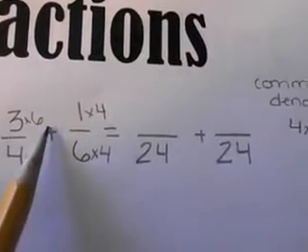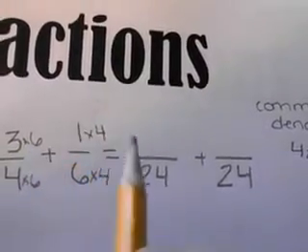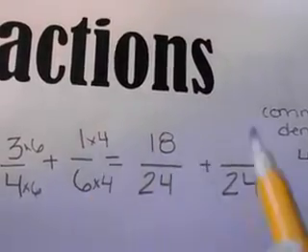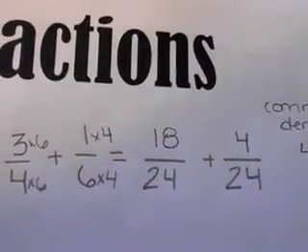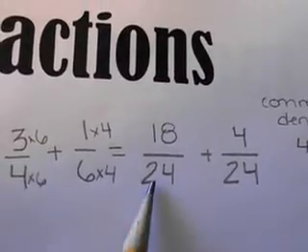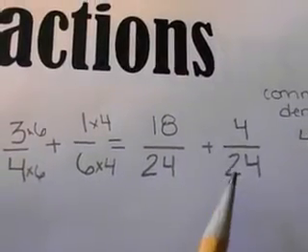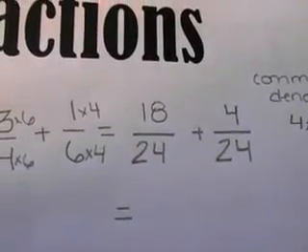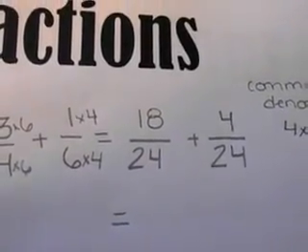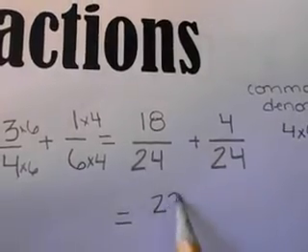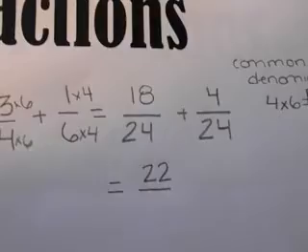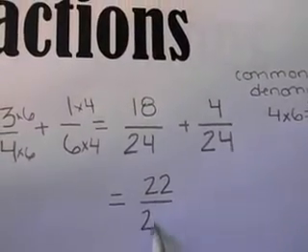So now we have 3 times 6, which is 18. And 1 times 4, which is 4. And so we're left with 18 over 24 plus 4 over 24. When we combine our numerators, we have 18 plus 4, which gives us a total of 22. And again, we never ever add the denominators, so we still have 22 over 24.